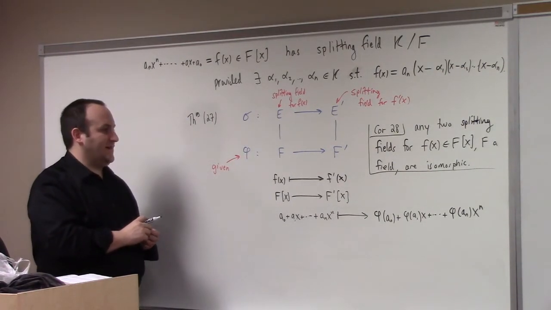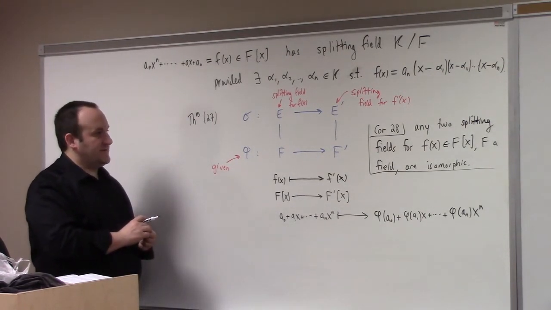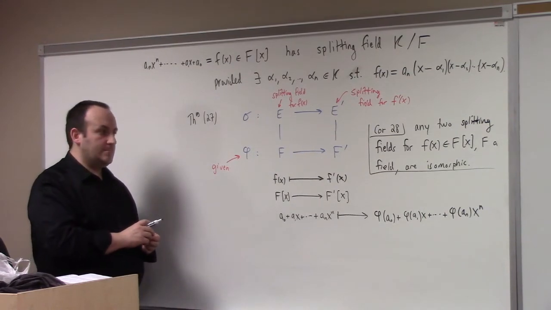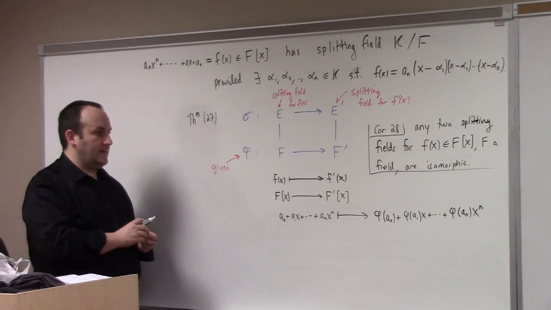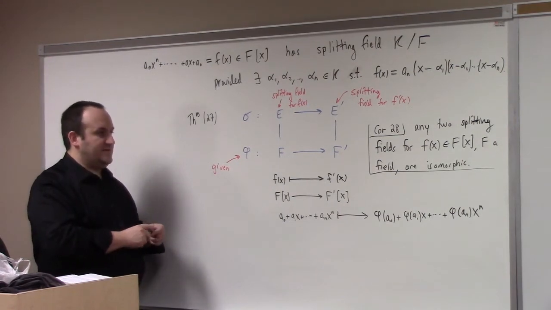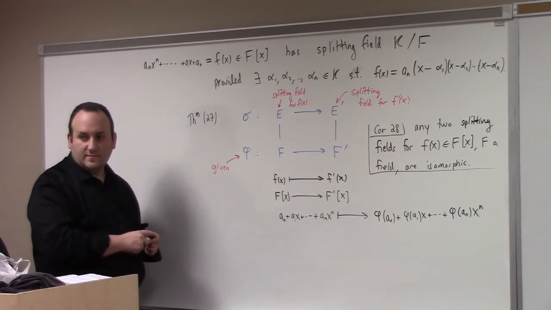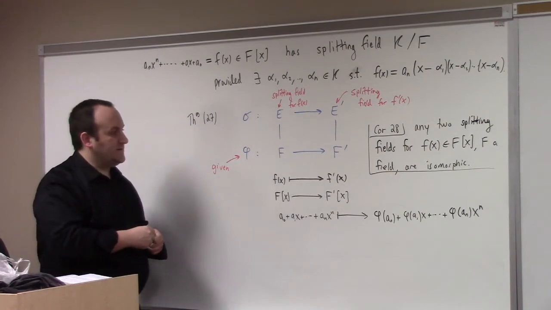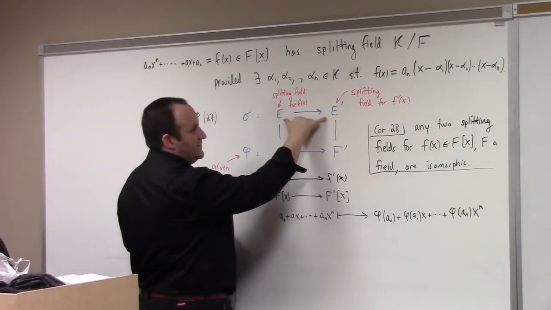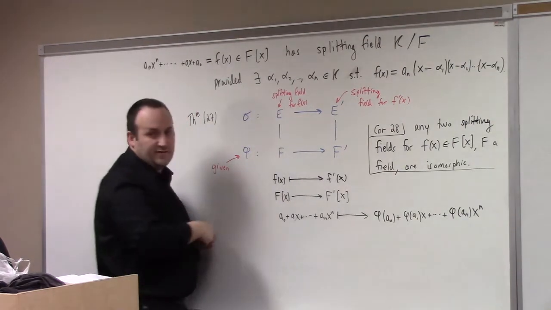So you guys tell me, how does that corollary immediately follow from theorem 27? Let F equal F prime. And what's the phi? Very good. So you take the identity isomorphism going from F to F. These are two possibly different splitting fields. Well, this proves that they're isomorphic.